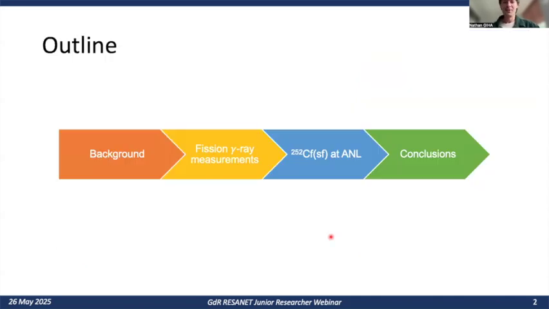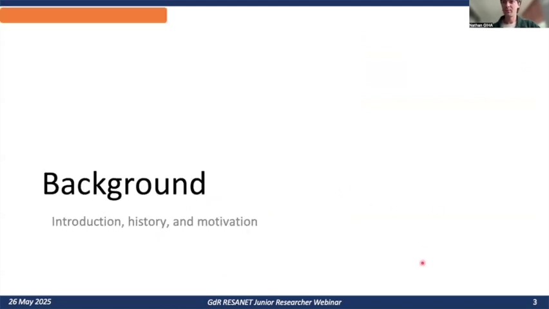So the presentation is organized as follows. I wanted to give some background on fission since we may have different levels. And then I wanted to give a little bit of a literature review on fission gamma ray measurements. Of course, fission's been around for a long time, so we can only scratch the surface, but there are a few that I wanted to highlight because they're relevant to this work, which is a Californium spontaneous fission experiment at Argonne, and then some conclusions.